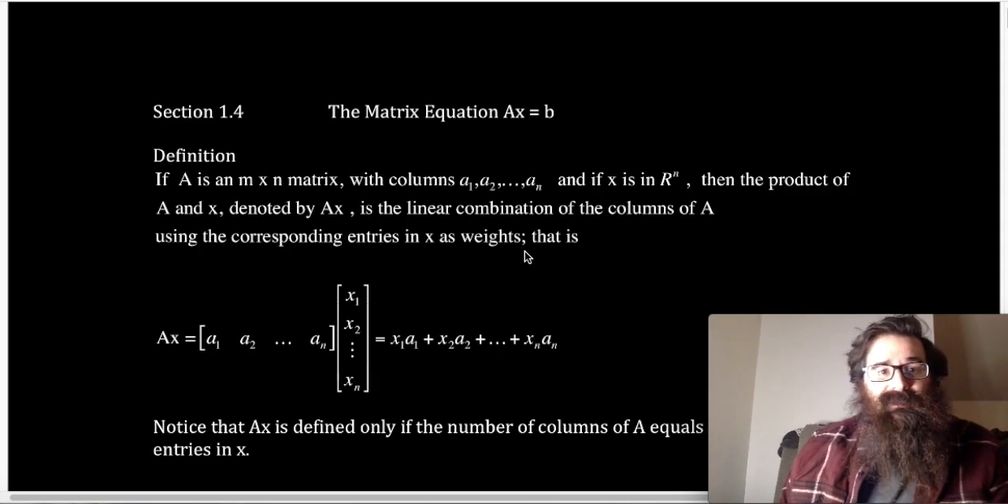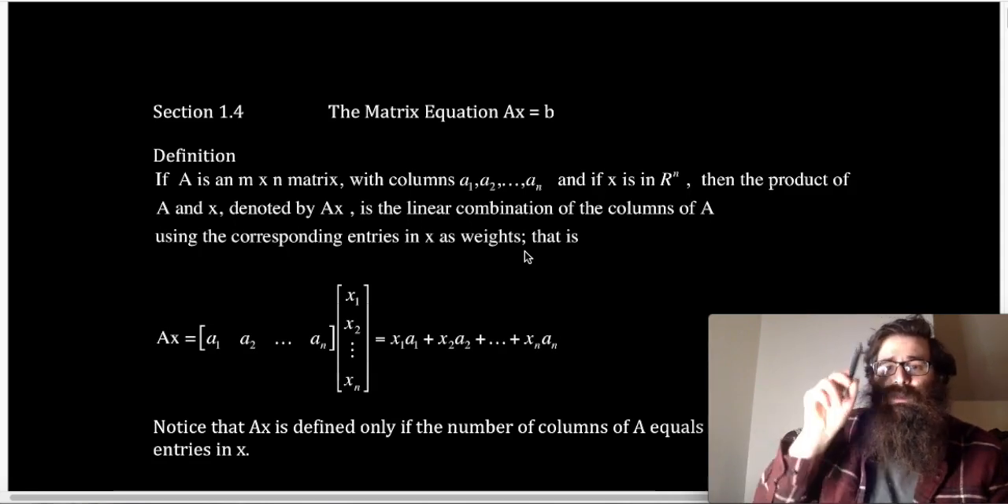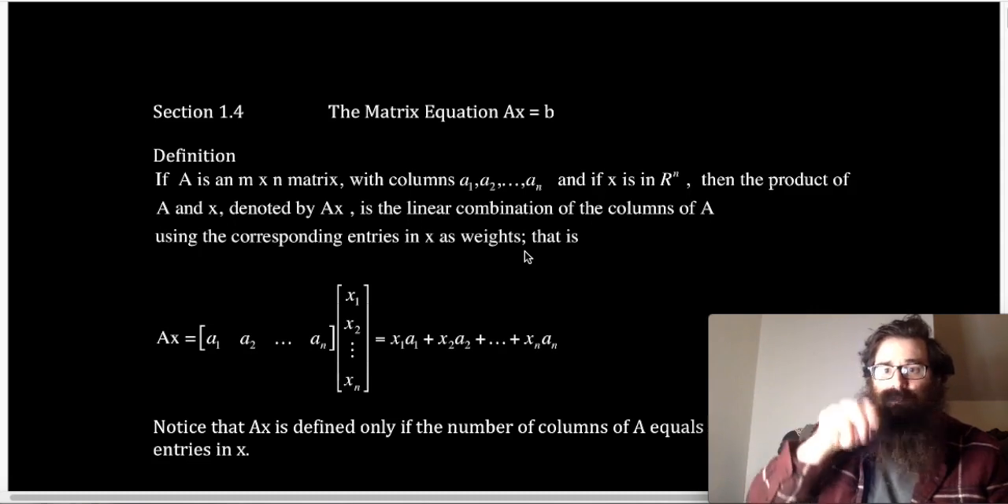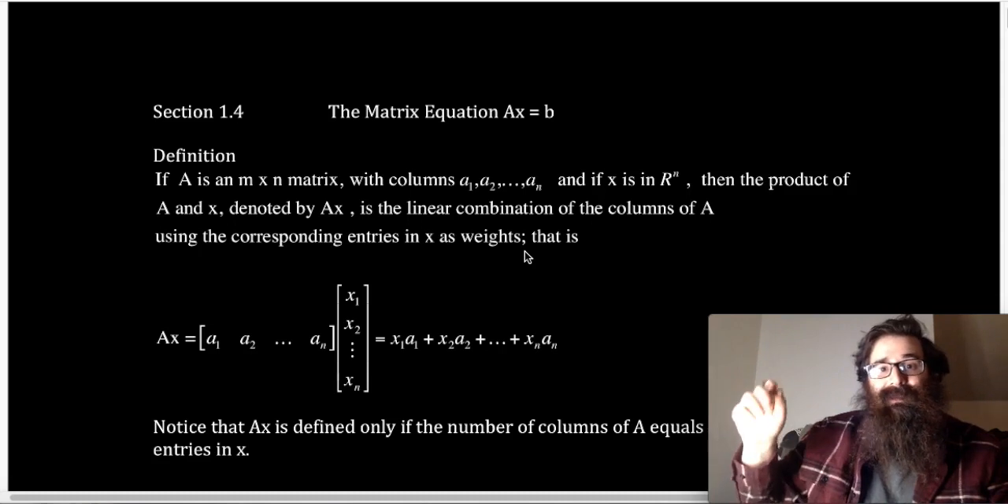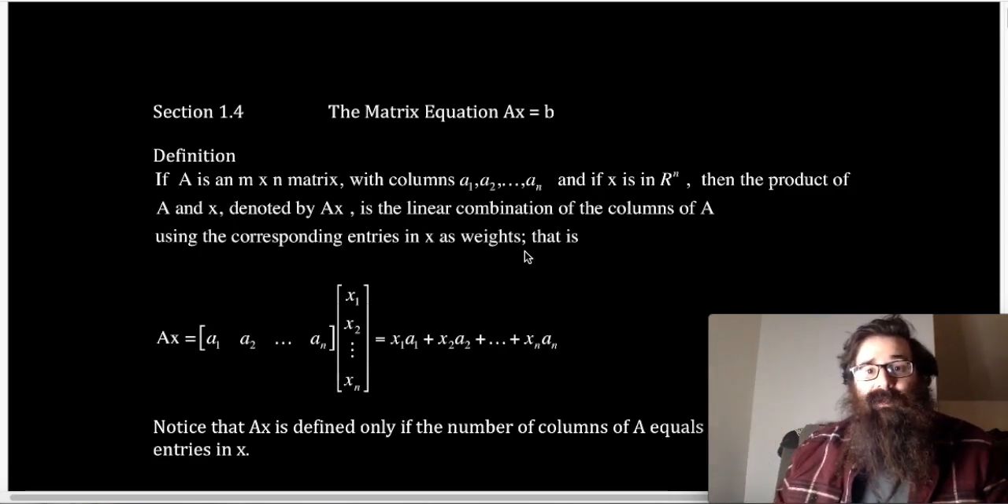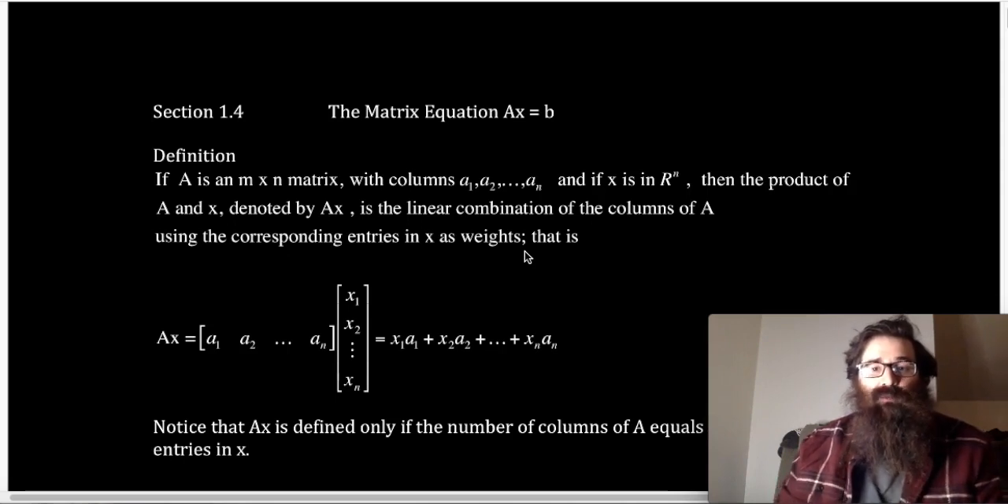We say if A is an m by n matrix with columns a sub 1, a sub 2, and so forth up to a sub n. And here we're just defining what those columns look like to the matrix. So a sub 1 is the first column, a sub 2 is the second column, so on and so forth. A sub n is the nth column. And if a vector x is also in vector space Rn, so with n entries, then the product of A and x, denoted by Ax, is the linear combination of the columns of A using the corresponding entries in x as weights. That is, A times x, written as Ax.